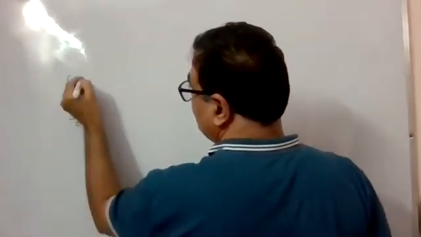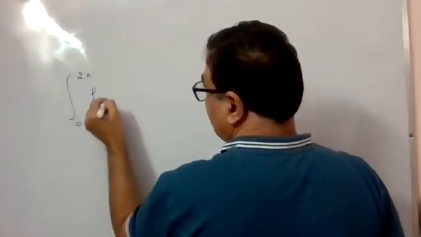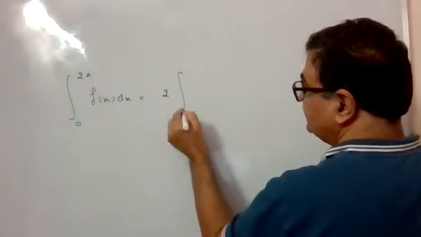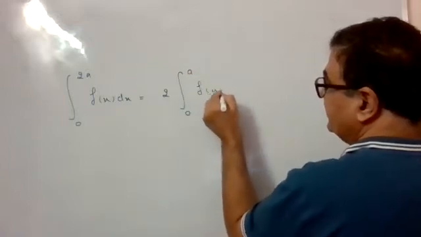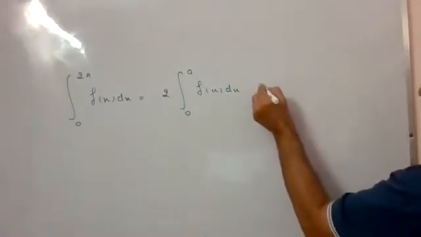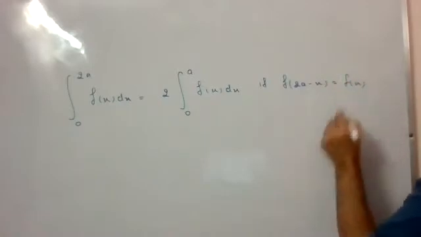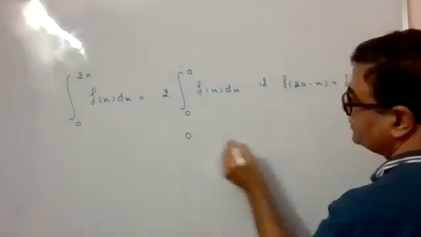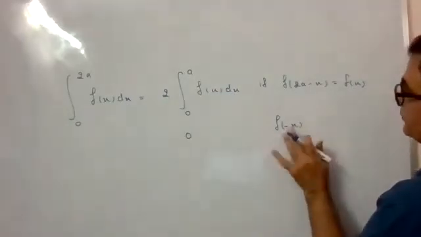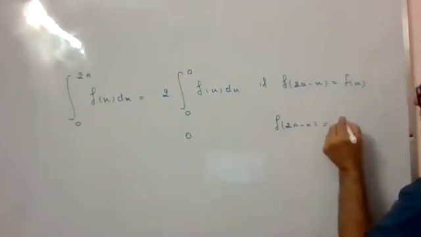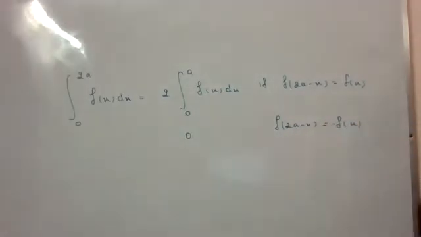The last property which we were doing, that property was this: integral 0 to 2a of f(x) dx. I told you that this result is twice the integral 0 to a of f(x) dx if f(2a minus x) comes out to be f(x). And this comes out to be 0 when f(2a minus x) comes out to be minus f(x).